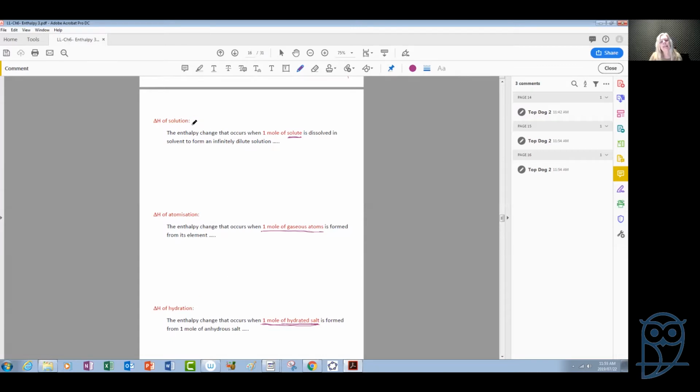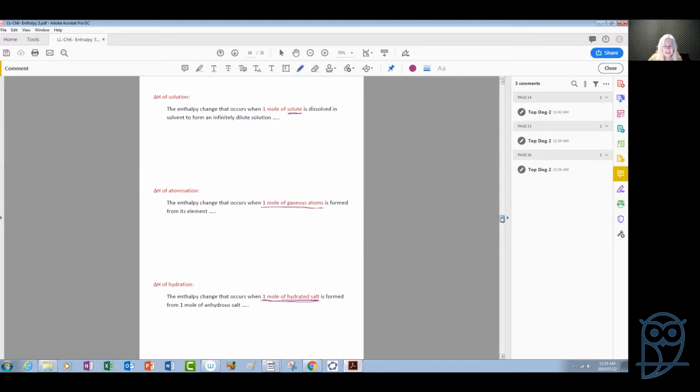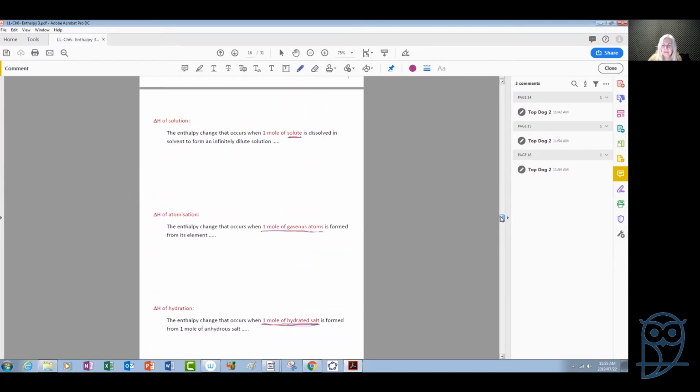So you see, there is no need to go into details on each one of these, because we're going to see them again and again in the future. Just to have an idea that there's always this value that they give us for the enthalpy change that corresponds to 1 mole of something. That's the only difficulty, to know which mole we're talking about. Here it's 1 mole of solute, here it's 1 mole of gaseous atoms, and so on.